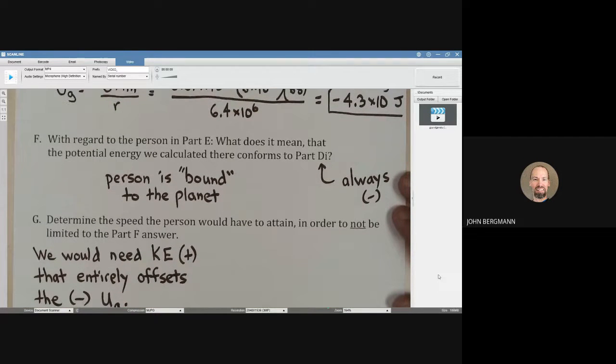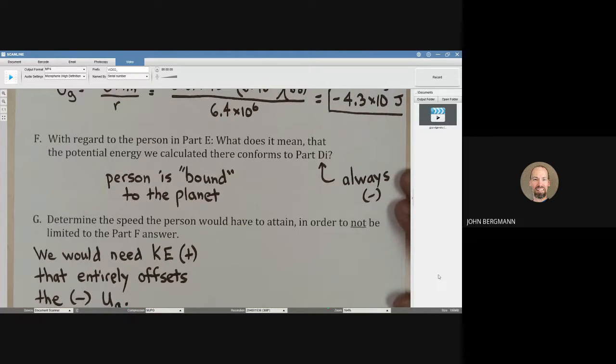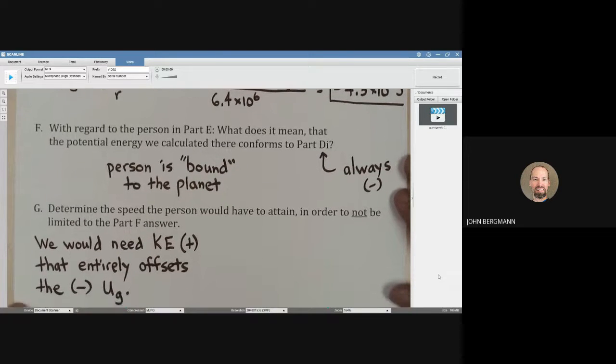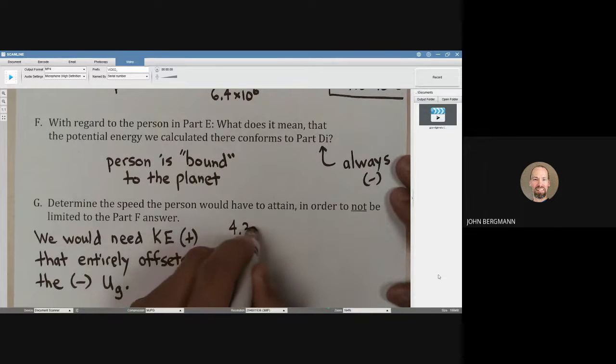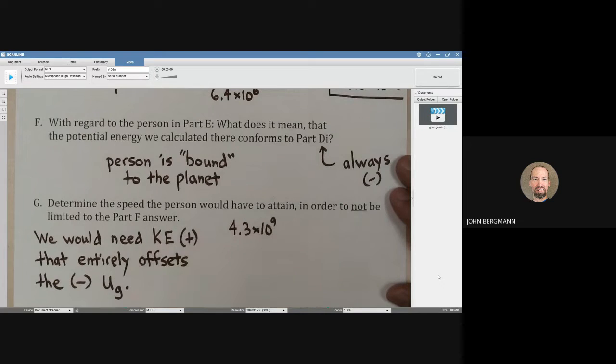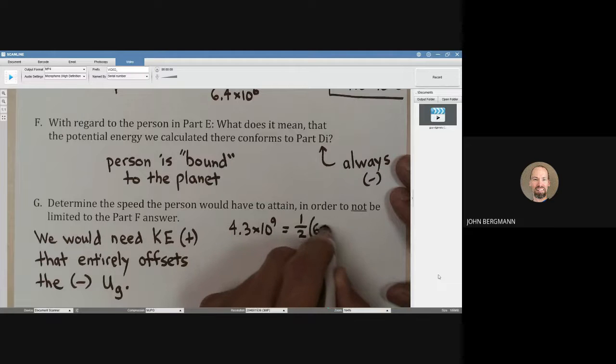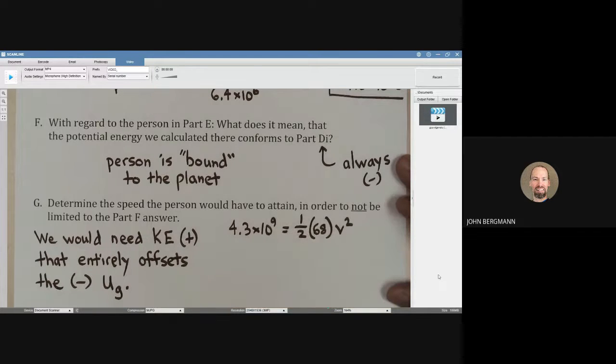Now, way at the top of the screen, you can barely see it now, negative 4.3 times 10 to the 9th joules. That's how much kinetic energy we would need. 4.3 times 10 to the 9th joules. This person has a mass of 68 kilograms, we were told. How fast would that person have to be going? Probably you're going to want to use a calculator on this. This person would have to get up to a speed of approximately 11,000 meters per second.